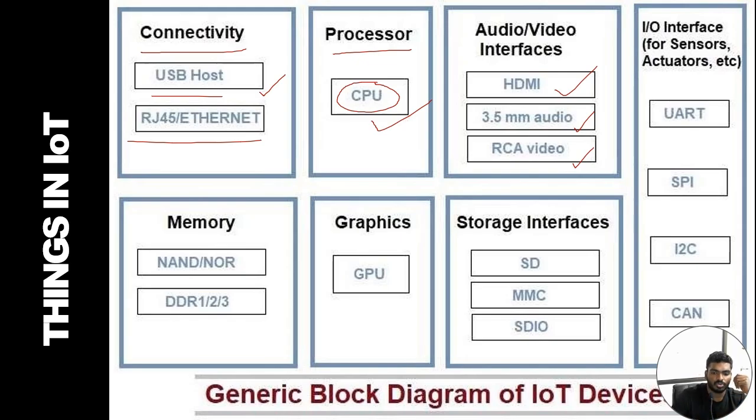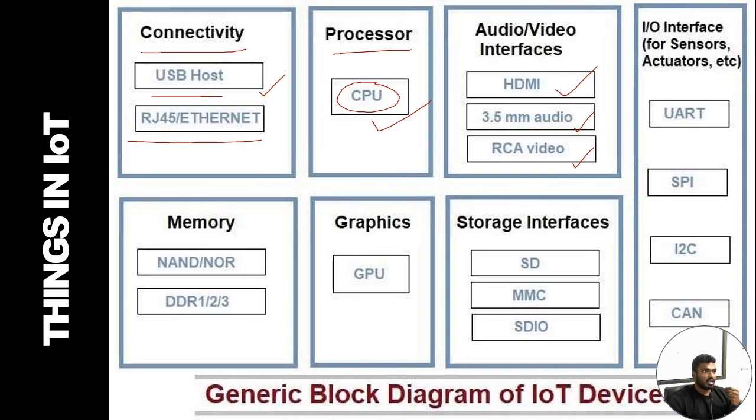And coming to the 3.5 mm audio jack, it provides audio output for headphones or speakers in IoT devices like smart speakers and this microphone that I'm using right now. And coming to RCA, RCA stands for Radio Corporation of America, a legacy interface used for analog video output, often found in older home security systems.